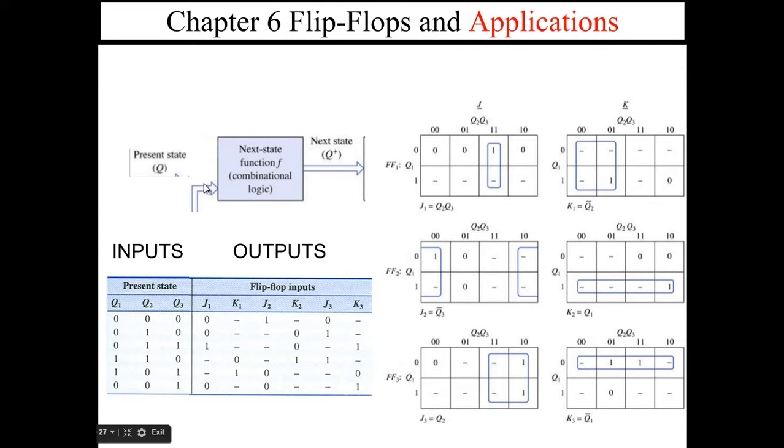So we're taking our present state Q, feeding it in. These are the outputs of our current flip-flops. Feeding it into the circuits we're designing, and they're going to produce J1, K1, J2, K2, J3, K3 right here in this next state line. So these are the 6 wires containing these signals right here.